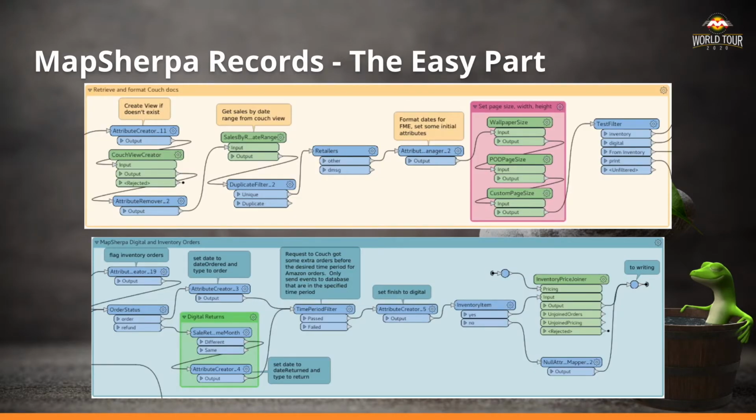So the easy part of all of this is getting the data out of our own database. It's just a handful of transformers, a few custom transformers, basically get stuff out of Couch, clean up a few attributes, do a little bit of extra things for the inventory that's going into Amazon to get pricing information from an external spreadsheet, and then it gets sent to the database.